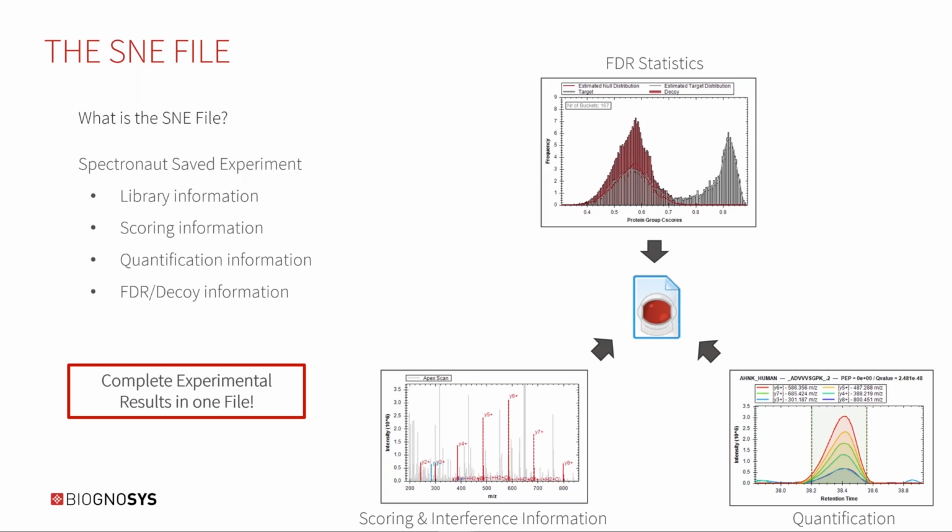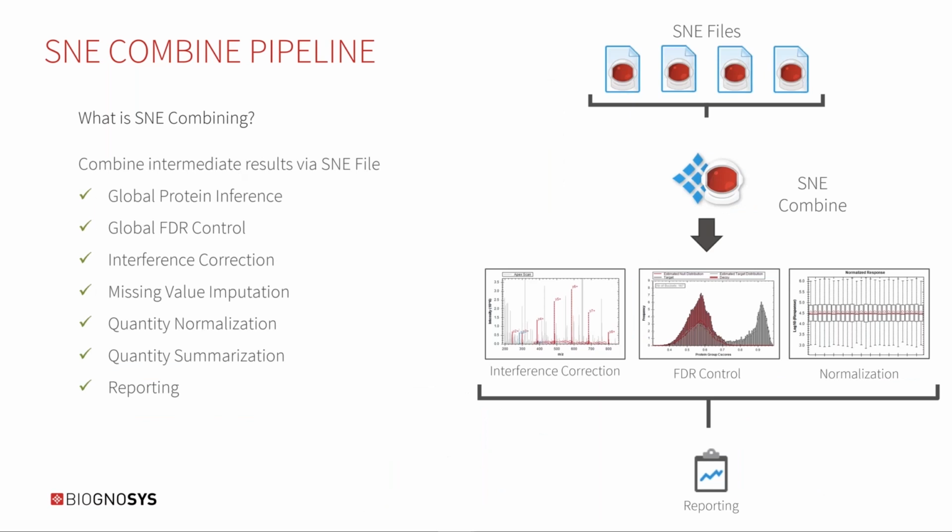And that basically allows us to retrieve all of the important information when we load an SNE file, as if the raw file had been loaded freshly from an experiment. So how can we leverage this SNE file in a new pipeline? Essentially, what we were working on is the SNE combine pipeline.